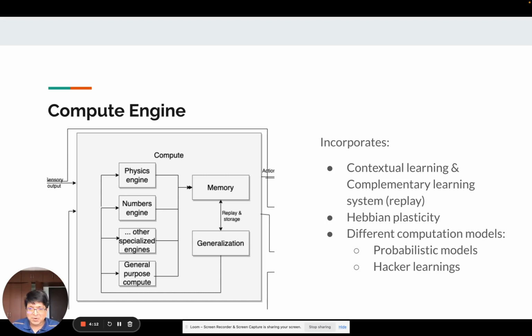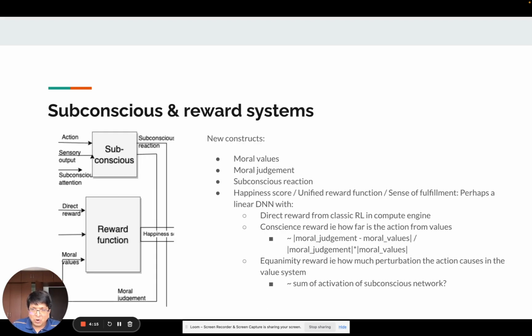For want of time and for want of understanding, the subconscious and the reward system is a new proposal. Intuitively, when we see a certain sensory input, while we have a rational decision on the action to be taken, we probably also have a subconscious reaction that we generate. Once we have decided on a rational action, we may have a moral judgment about that action: I should do this action, but I don't feel good about it because I may be harming somebody else.